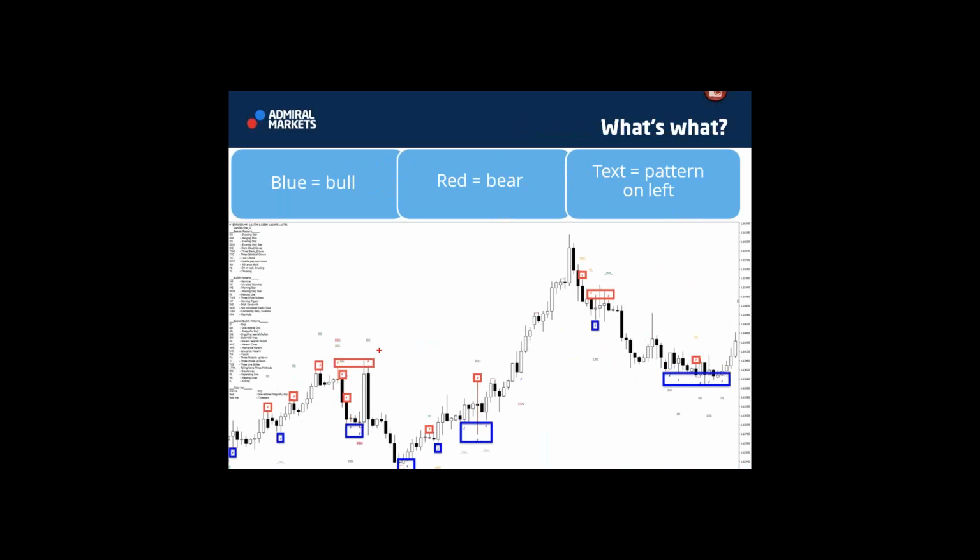So here you can see it says, well, maybe you can't see it, but I'm telling you, it's DC. So that is dark cloud cover. It's bearish because there's a red dot above the candle. So that's a bearish candlestick pattern, right?